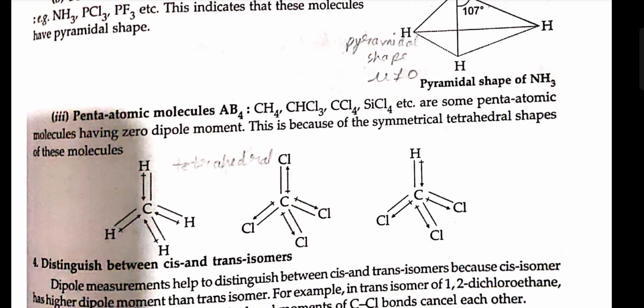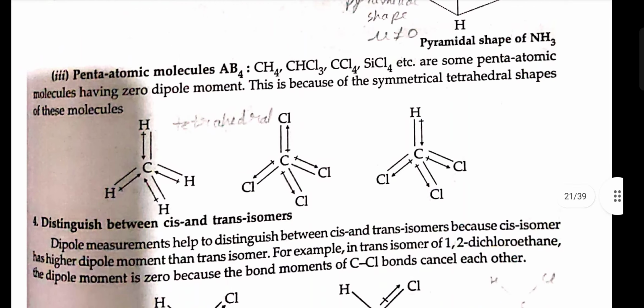And pentaatomic molecules like AB4 have zero dipole moment. That is because of the symmetrical tetrahedral shape of these molecules. But if any one of the atoms, like chlorine or hydrogen, is replaced, they have some net dipole moment, as in the third example, CHCl3.